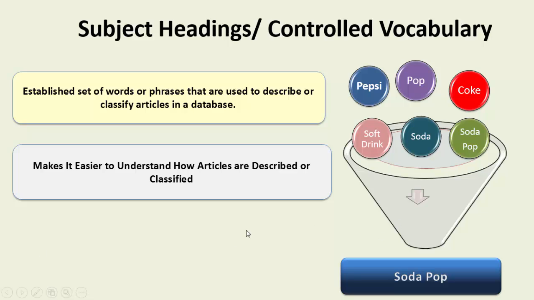Because when you're going to describe something, you may find there are 6 different ways to describe it. Say, for example, in this example for soda pop, where there are 6 different ways to describe it. Well, with subject headings, you don't have to know all 6 ways. All you need to know is what the subject heading is. In this case, the subject heading soda pop. And if any of these 6 words are used, they're all classified under soda pop. So you no longer have to play a guessing game as to how something is described.